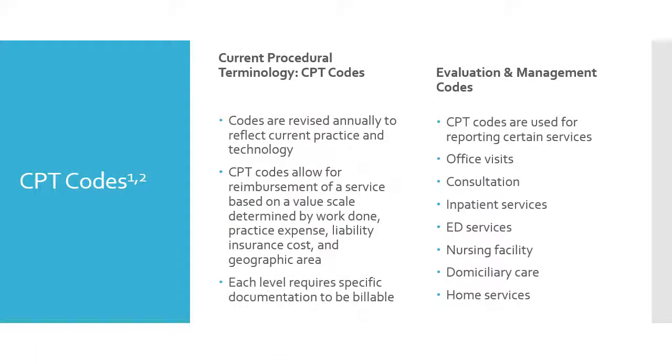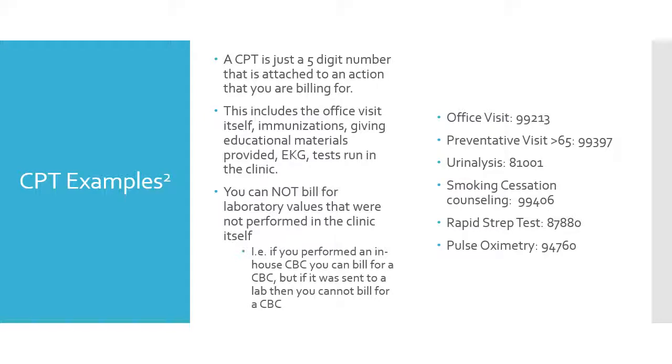If you'll remember from Module 1, CPT codes allow for reimbursement of a service that is performed at the clinic. These services are based on a value scale that is based on work done, expense, liability, insurance, and geographic location. In order to bill for a certain CPT code, documentation must reflect the service performed. The CPT code is a 5-digit number that is attached to an action such as the office visit, counseling for smoking cessation, certain screening tools, laboratory testing, and more.